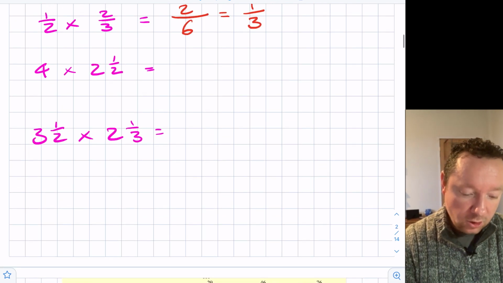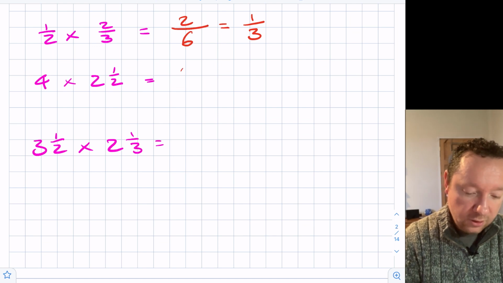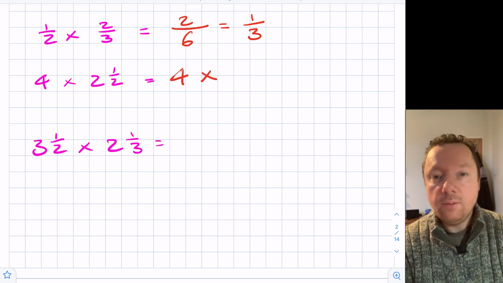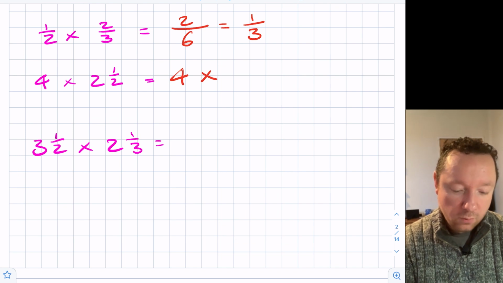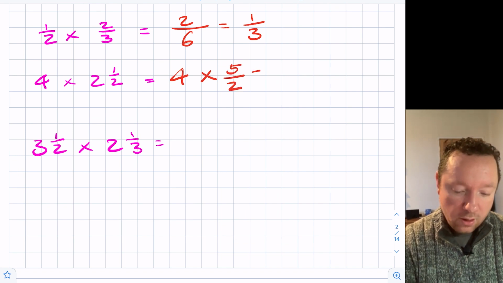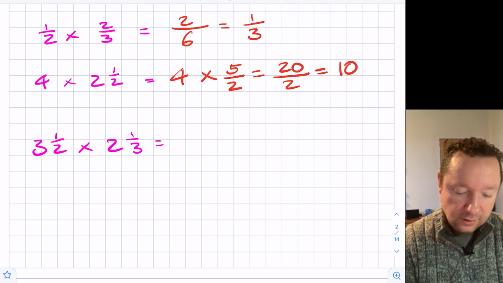Times in mixed numbers, so I've got 4 times 2 1/2. Just remember to change it to an improper fraction first. 2 2s are 4, plus 1 is 5 over 2. 4 times 5 is 20 over 2, which is 10 in this case.